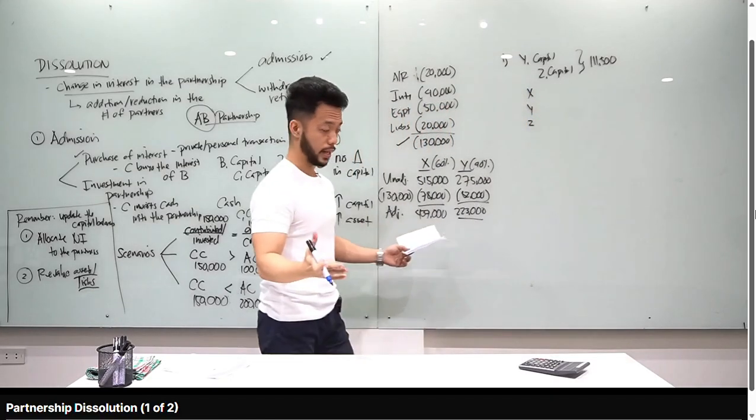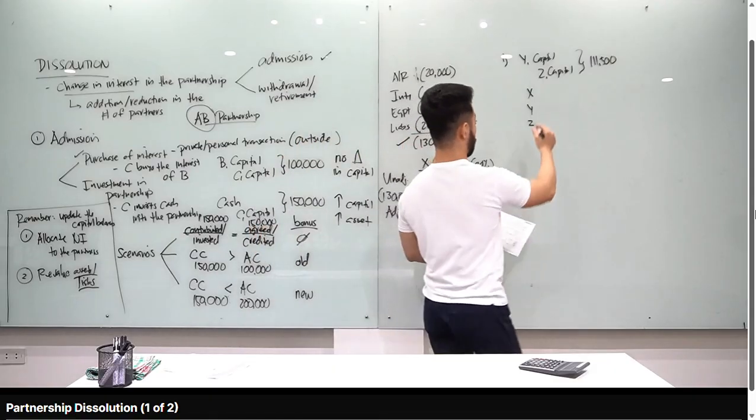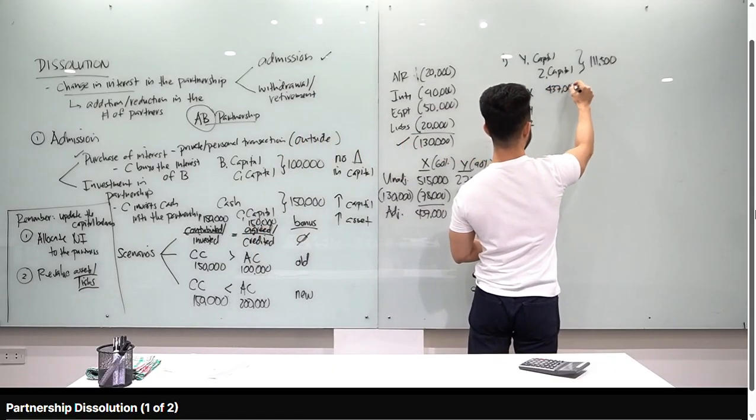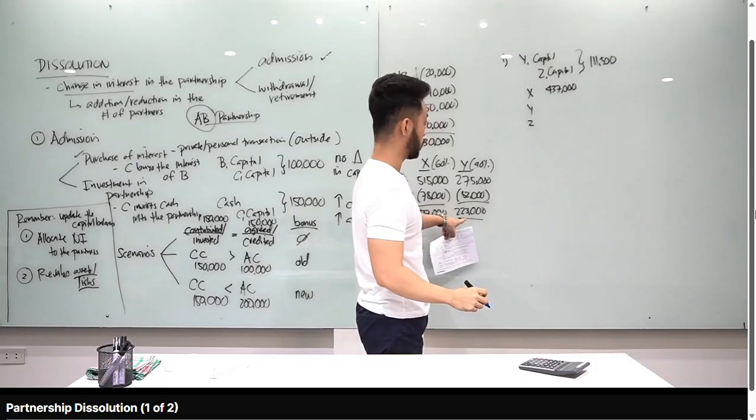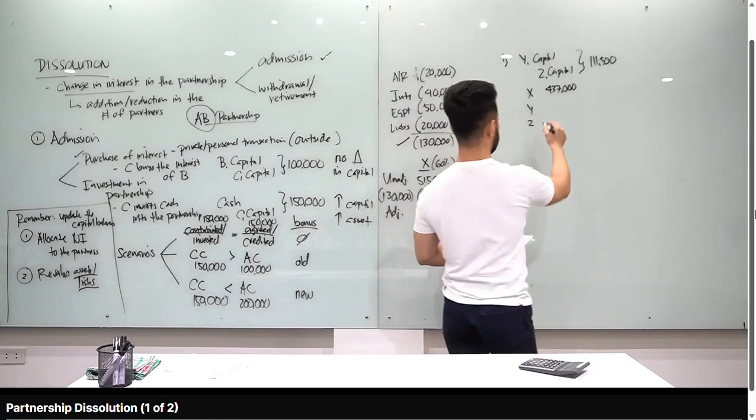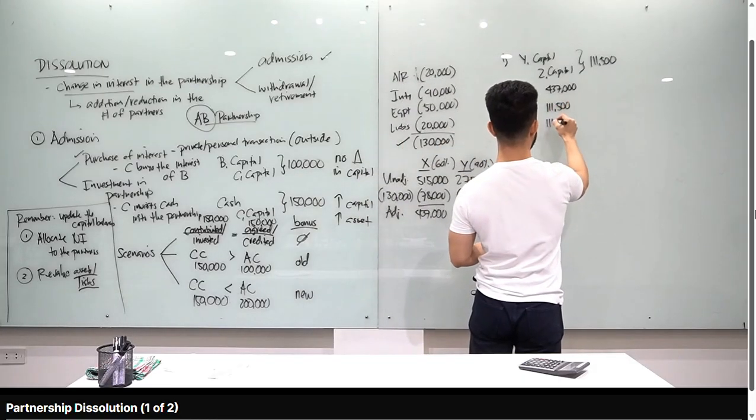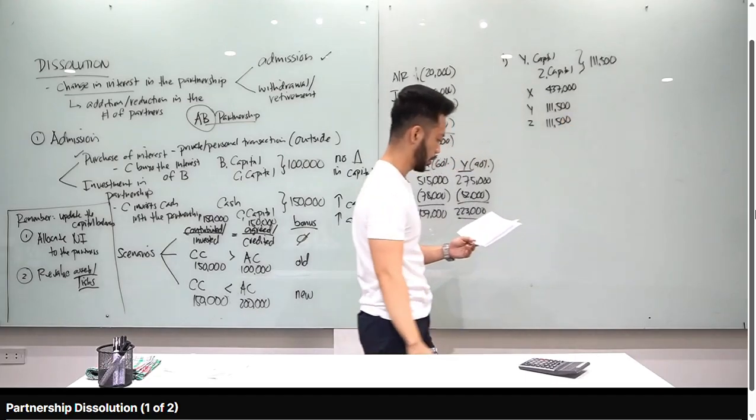Partner X, nothing happened to him, so it's still 437,000. For partner Y, 223,000, half of that, so partner Y becomes 111,500, as well as partner Z. That is their capital balances.